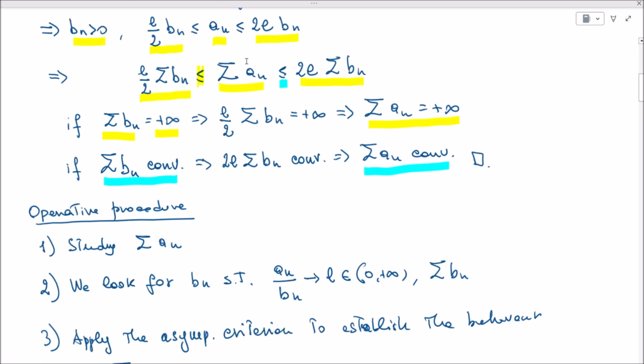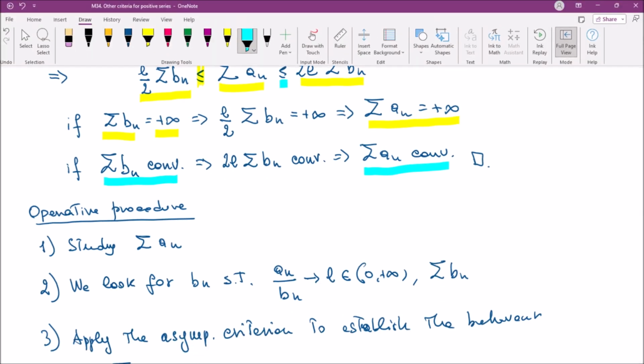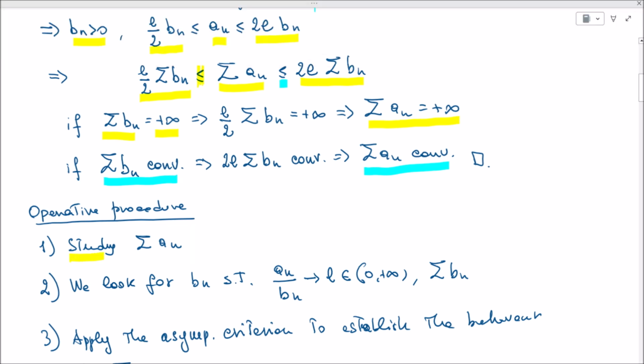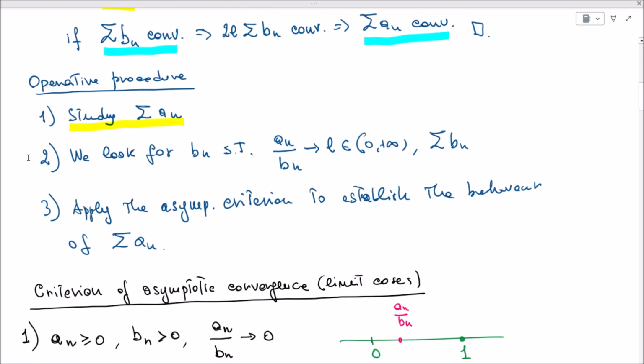So what is the operative procedure? How can we use this criterion? Suppose that we need to study the sum of An, but we struggle with this study because it is a series that we don't know how to analyze.